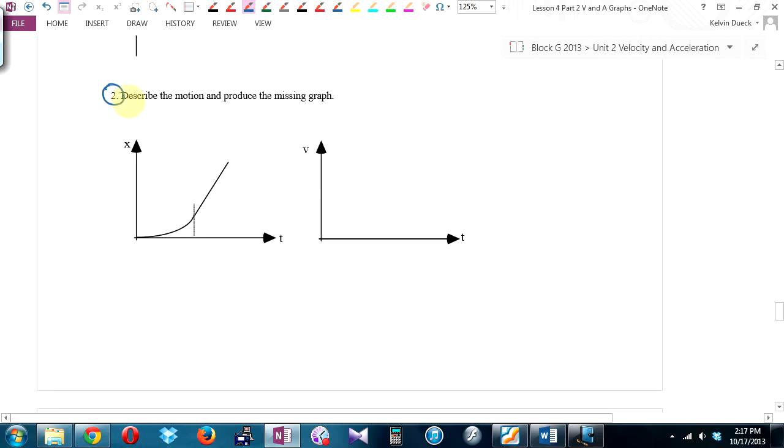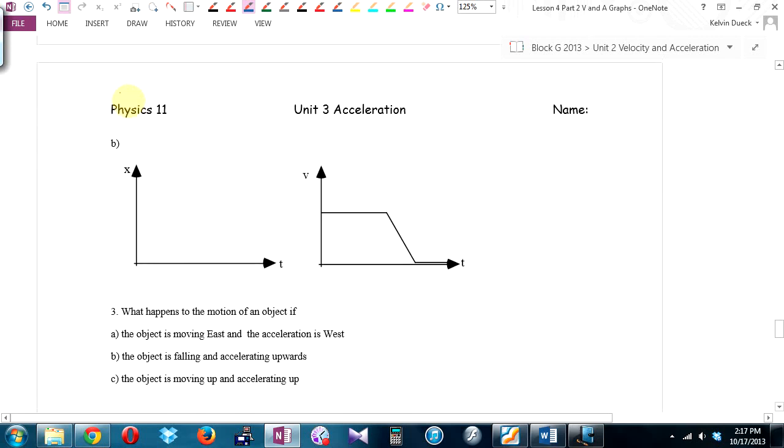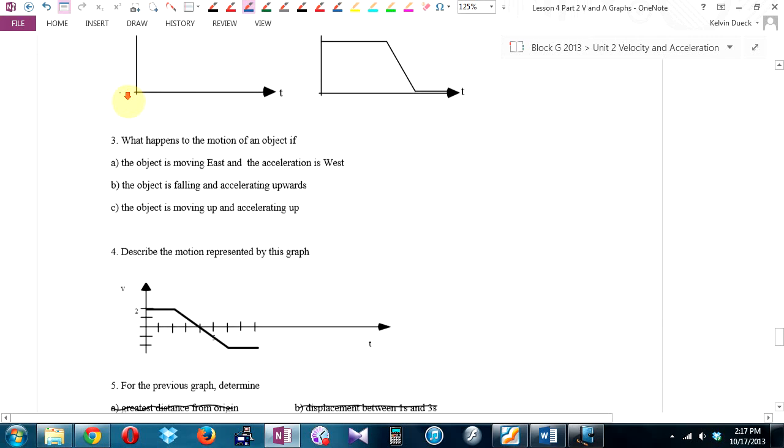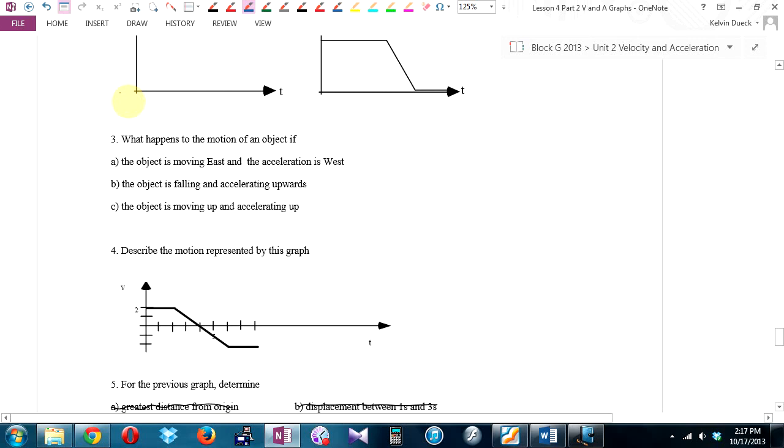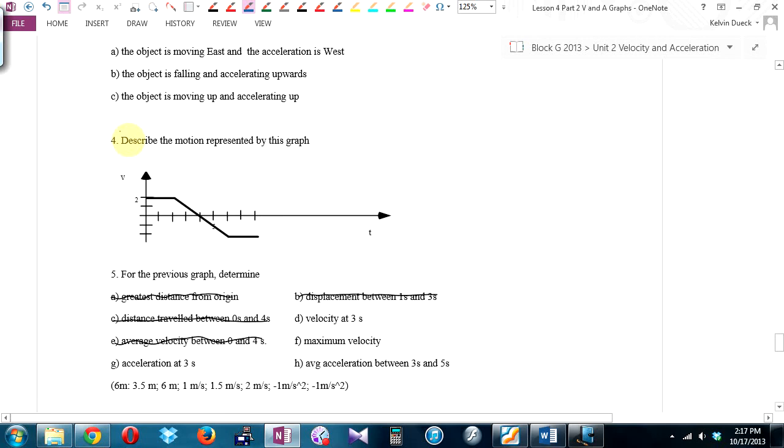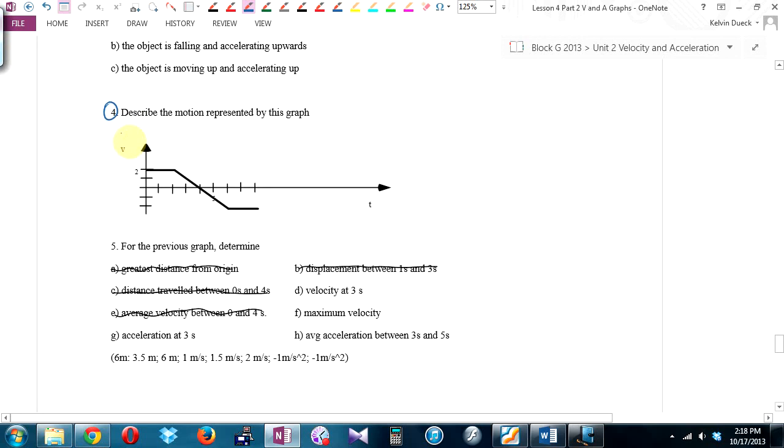2 is good. Yeah, those are tricky. What happens to the motion of an object if... Okay, I'll live with 3. 4. I crossed out the distance questions because I'm not going to test you on it, but when B and C are asking you for displacement, it would be the area underneath that section. Big deal.